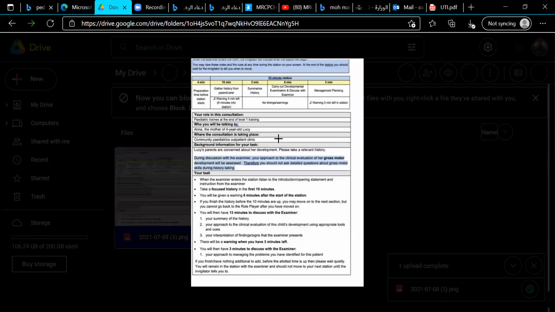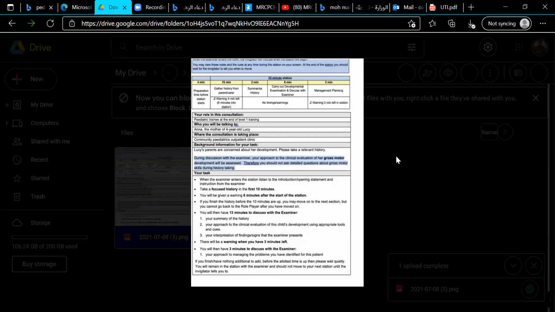I think this is which will be provided in the exam. 10 to 8:03. Okay. First 4 minutes for preparation, then 10 minutes for the history, and 2 minutes summarization. Yes, 8 minutes for the examination, then 3 minutes for discussion. In the 8 minutes, 6 minutes for examination and 2 minutes for summarization. Fine, I will keep the time, no problem. You can start.